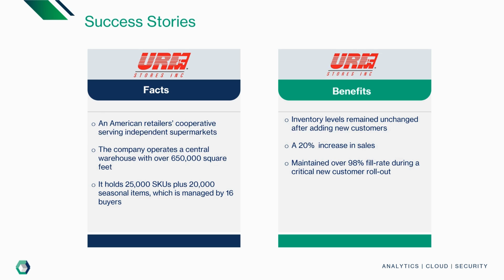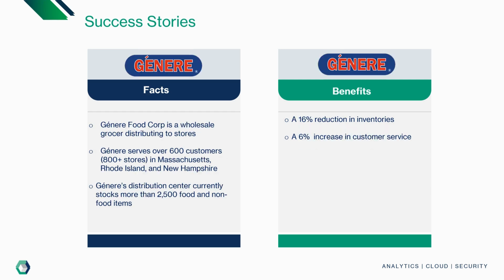Or another example, another company leveraging inventory optimization was able to not only support the growth but achieve a 20% increase in sales while maintaining an over 98% fill rate, even during the critical rollout period for their new customers. Another example, the inventory optimization solution delivered a 16% reduction in the overall inventory investment across the network, while simultaneously increasing customer service levels by 6%.